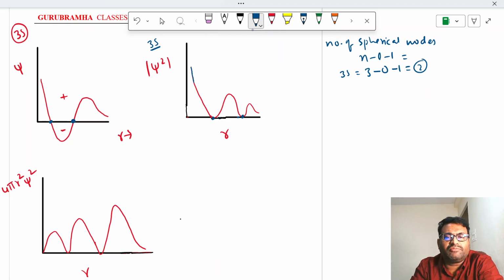More, less, very much less. So how to identify this? See, there are 3 peaks, 1, 2, 3, simply representing that this is 1s, this is 2s, this is 3s. So in that way you can remember also. When you are drawing a graph between psi square and r, the graph does not move into negative because psi square will always be positive.